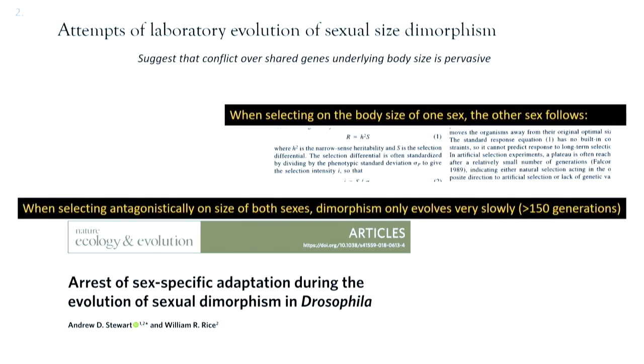So these studies show here, these are in Drosophila, they show that if you select on only one sex, the other sex follows. So there's this correlated body size evolution in the other sex, and no dimorphism evolves. Then a recent paper showed that you can get dimorphism to evolve if you select sexually antagonistically, but it takes a really, really long time, suggesting that segregating genetic variants often have very similar effects on males and females, and it's really hard actually to evolve dimorphism.